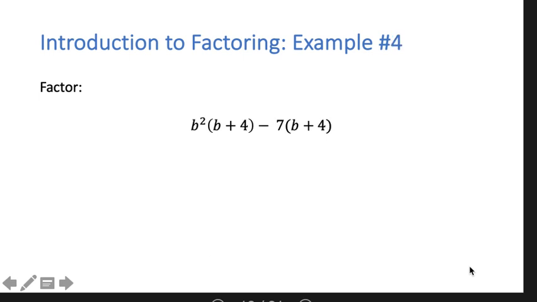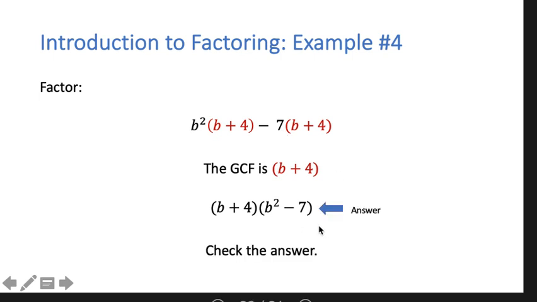Okay, in the next example, example number 4, we're going to factor b squared times b plus 4 minus 7 times b plus 4. I chose this example because a lot of times students get confused by the parentheses. So right here, you're going to notice what's in the parentheses is the same. So the GCF here is b plus 4. So we're going to factor that out, just like it's a single term. And when I factor that out, what's left behind is b squared minus 7. So this is the correct factorization.